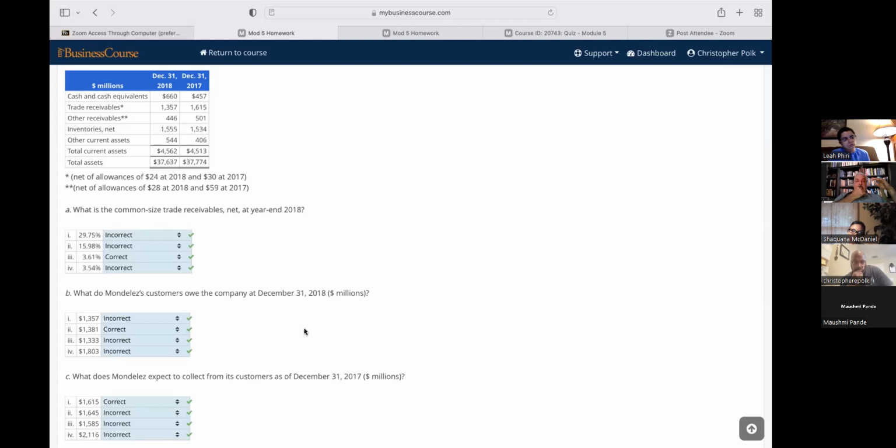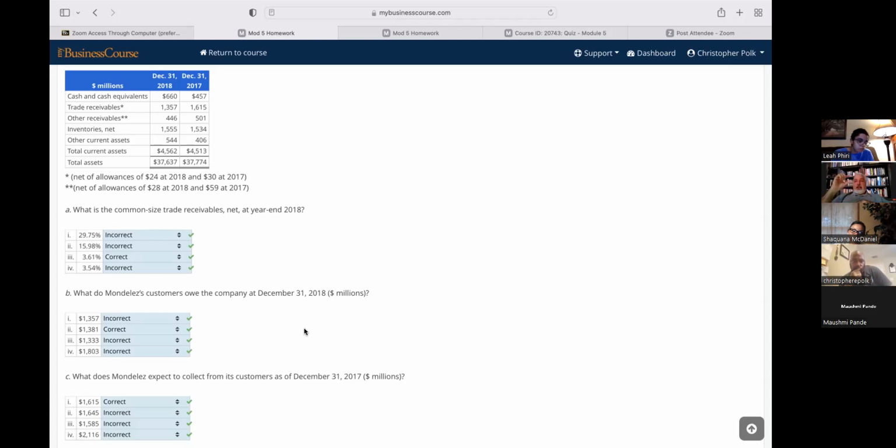And common size, which is vertical analysis, trade receivables. Actually, from this you're just calculating your percentage and you're calculating the net. Same way, even before we recorded, you were talking about percentage of inventory. Great, I take my inventory amount divided by my total assets and I'm done. I do the same thing here. I take my trade receivables, which is the net amount, and divide it by my total assets, and I'm done. Common size trade receivables, net at year end 2018. I don't have to add anything back because it's already accounted for.